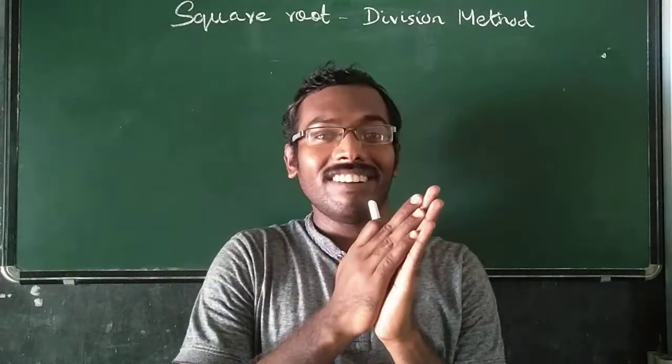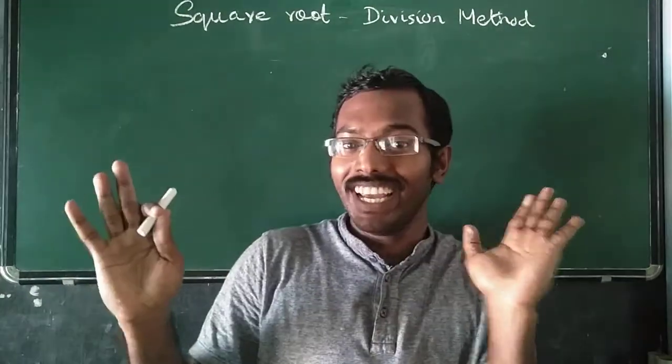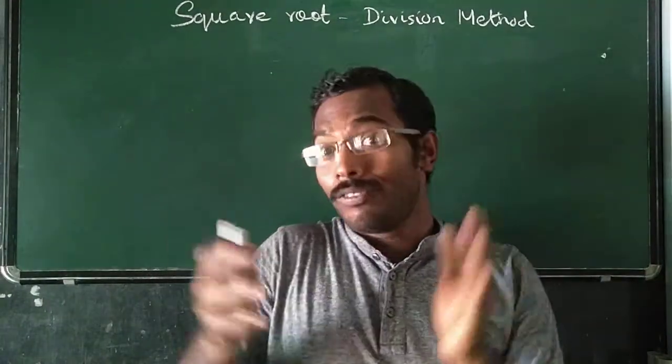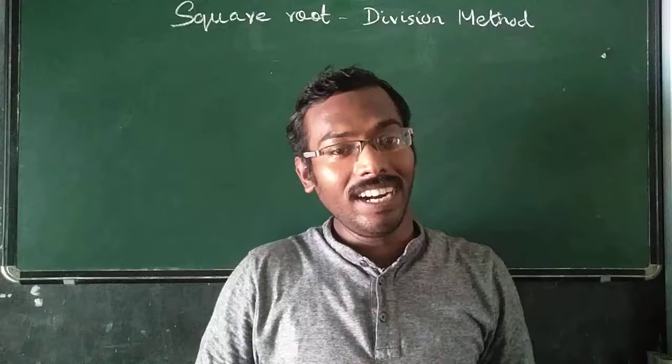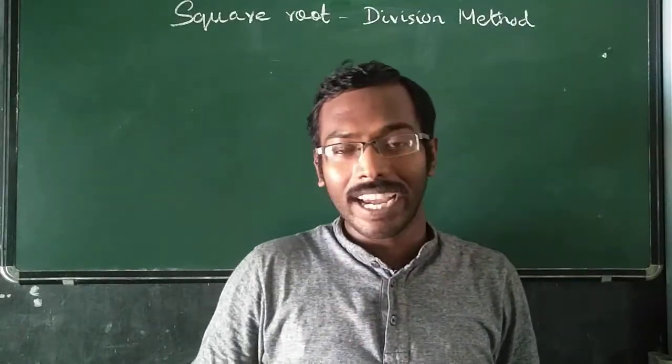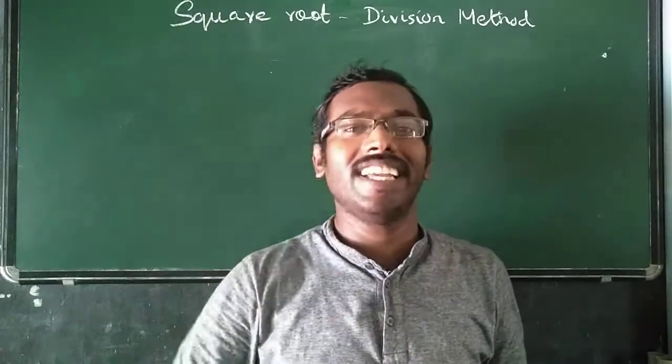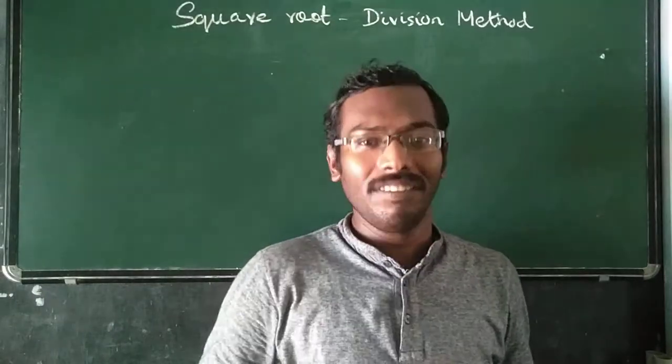We can find the square root of any number easily using a method called the division method. Some of you have doubts in this division method, and I am going to clear that. First of all, let us take one easy number and apply this division method.